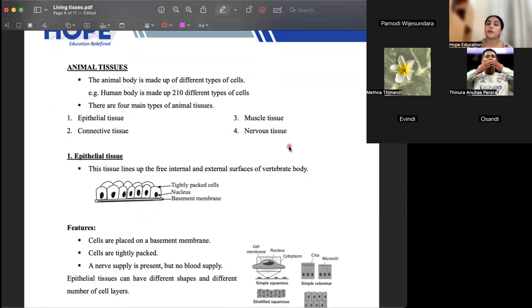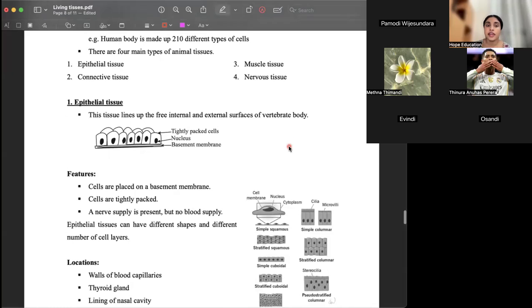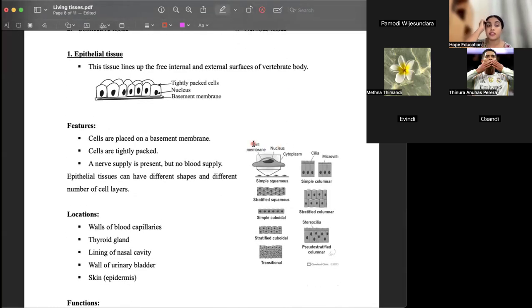Then in animal tissues, we said there are multiple types, but we are mainly learning 4 types. These are the 4 main types of tissues: epithelial tissue, connective tissue, muscle tissue, and nervous tissue. Then we talked about epithelial. A feature of epithelial tissue is that they are placed on a basement membrane, and these cells are tightly packed. There are different shapes and different numbers of layers.